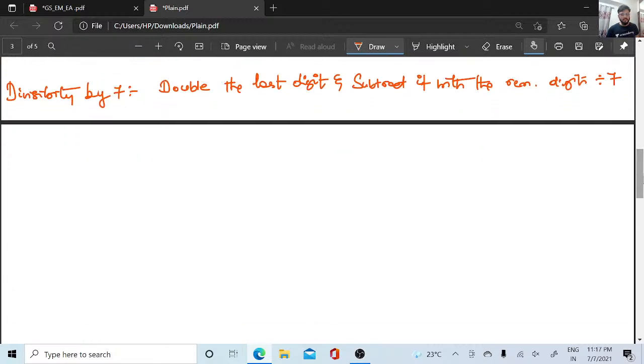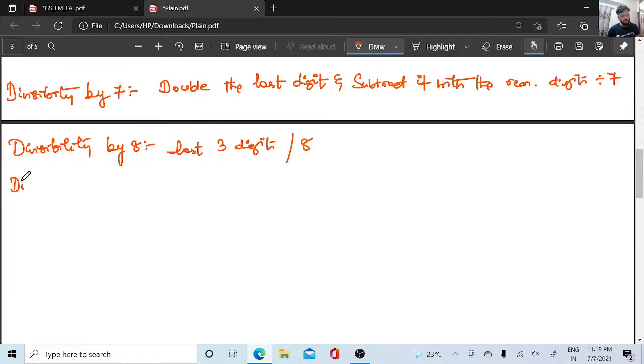Next, I am having divisibility by 8. How shall you find out the divisibility by 8? In the divisibility by 8, I'll check the last 3 digits and see whether they are divisible by 8.